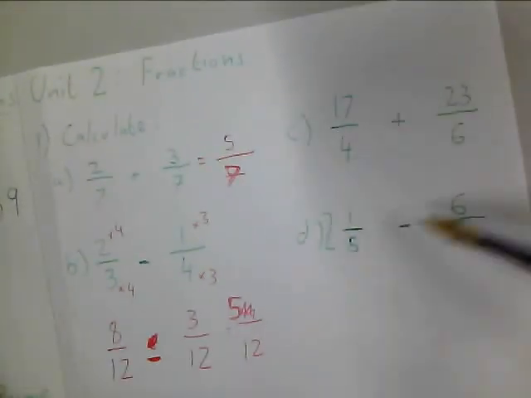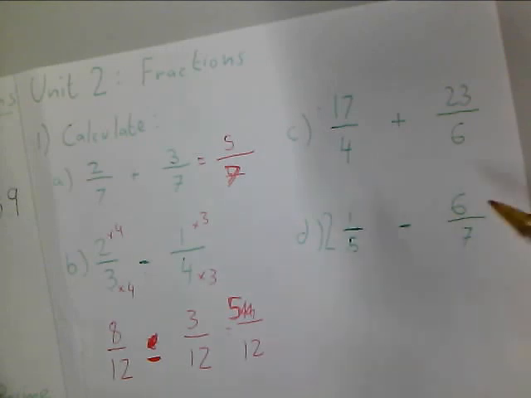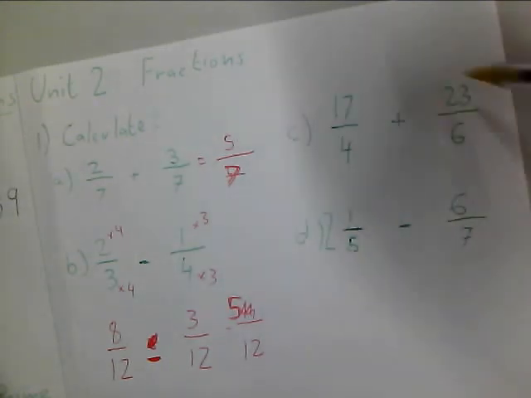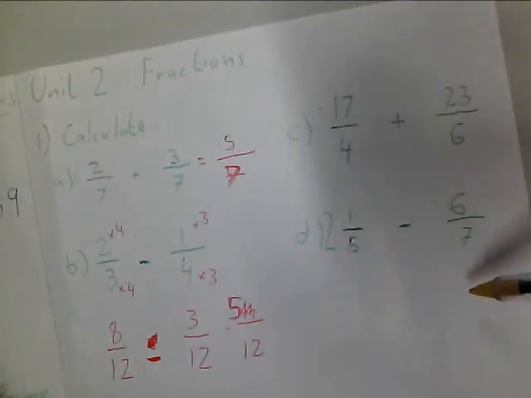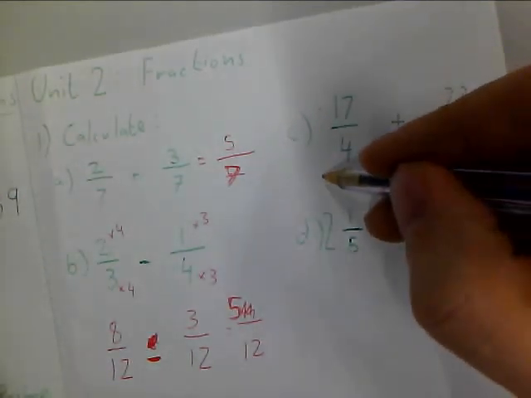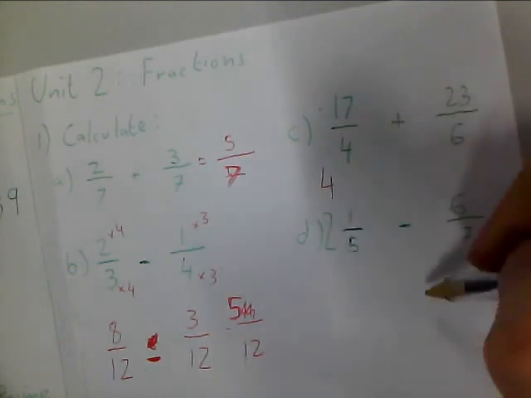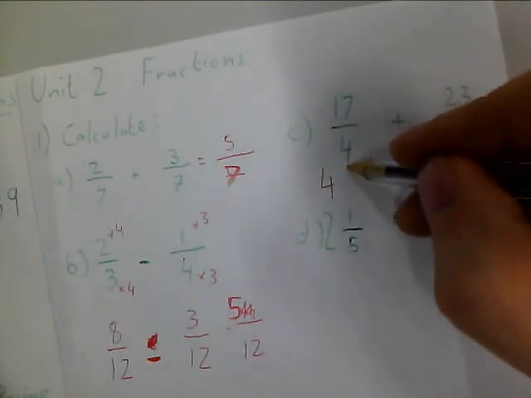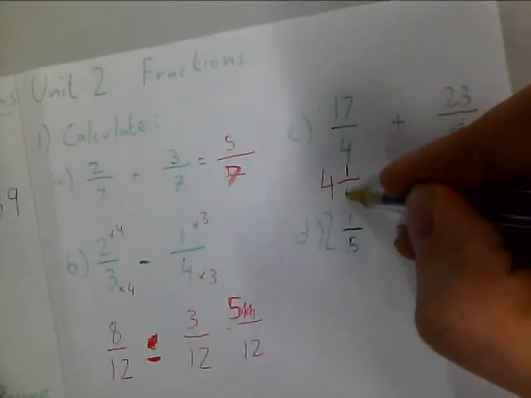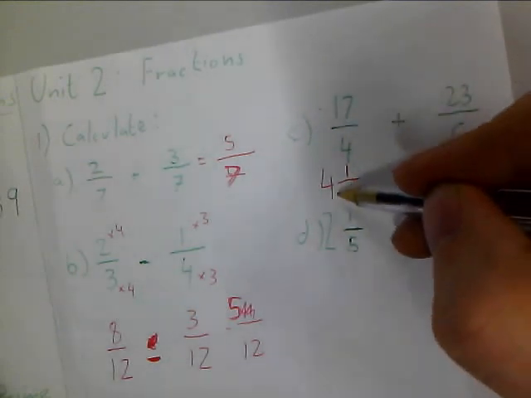Okay, this one, there's a couple of ways you can do this. Now, I am first going to change these into mixed numbers. So 4 goes into 17 4 times. So that's 4 wholes, and 4 fours are 16, so that's a remainder of 1. So 17 over 4 is the same as 4 1/4.